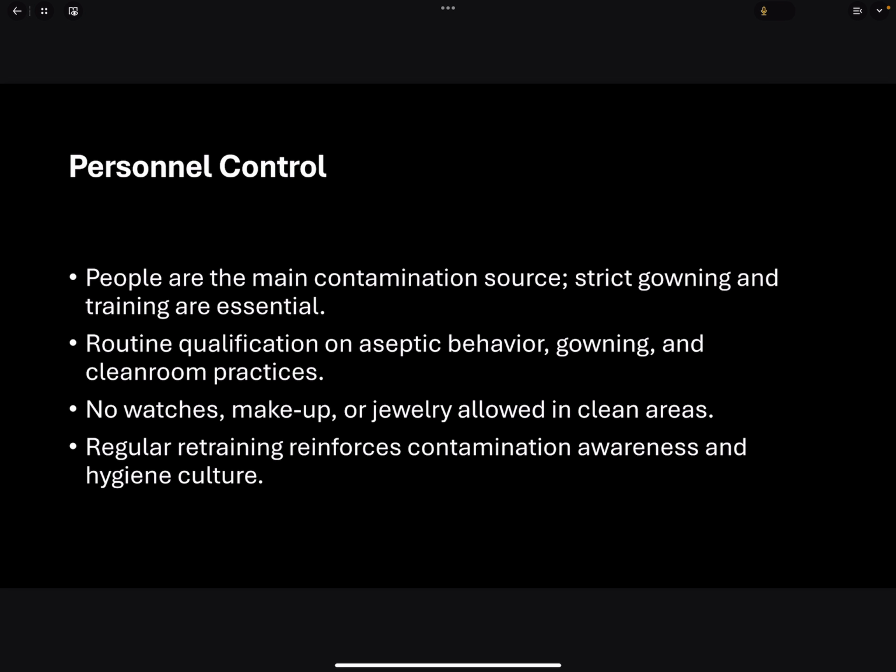People are often the biggest contamination risk. That's why training and discipline are absolutely crucial. Personnel working in clean rooms must be fully trained, qualified, and regularly re-evaluated. They wear sterile gowns, gloves, masks, and other protective gear with no personal items allowed inside. Beyond procedures, it's about culture, developing awareness that every movement and every touch matters in a sterile area.